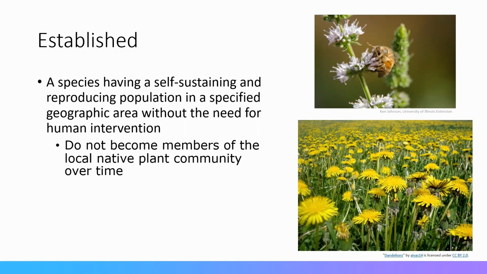A lot of times this is also referred to as naturalized. You'll see that term as well. The problem with naturalized, though, is nature is in there, and it kind of hints at maybe it is naturally supposed to be there. So naturalized can be a little bit confusing, maybe not the best term. I would argue that established is a better term to be using.